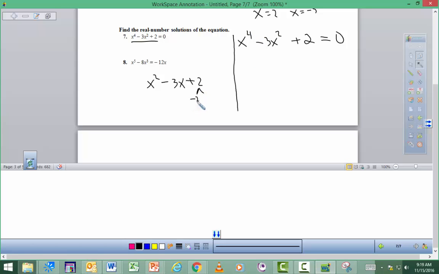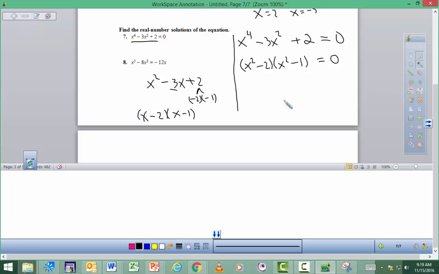So if we use negative 2 here and we use negative 1, if you were to add these, you get the middle term, right? And so this factors like this: x minus 2 and x minus 1. Well, this is going to factor the same way, but instead of using x's, you're going to have x squares. So you're going to have x squared minus 2 and x squared minus 1. Alright, this is equal to 0.